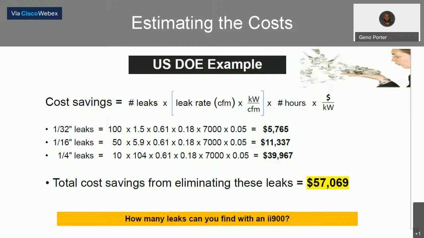If the hole's a little bit bigger, 1/16 inch, and you have 50 of those leaks, with miles and miles of air hose, that costs you $11,000. You have 1/4 inch leaks, and you have a quantity of 10 of those, that can cost you up to over $39,000. So you can see this number adds up pretty quickly. And in this example, total savings is $57,069. Sorry, a little off today, but it can save you a little over $57,000. $57,069. There we go.